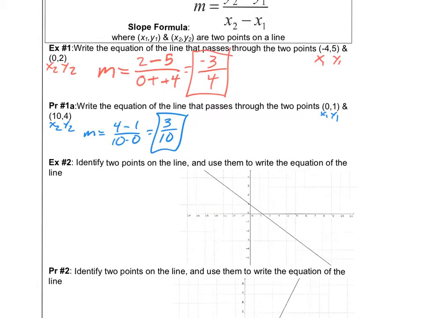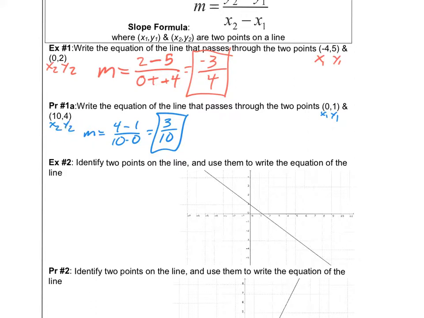All right, so x1, y1, x2, y2, plug it into the equation. You should end up with 3/10. Now, a couple things here. Sometimes students ask, does it matter if I label these ones 1 or 2? Could this be x2, y2? Yep, it totally could. You can make this your x2, your y2. You can make this one your x1, y1.